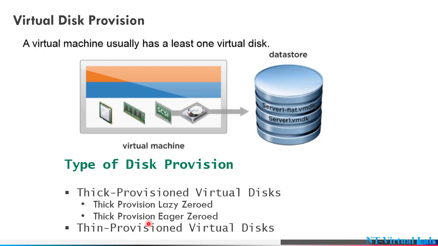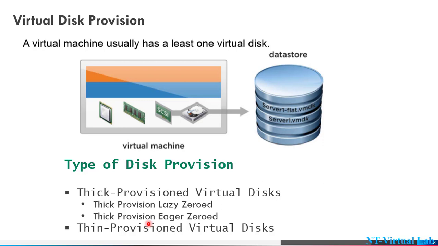So there are a few types that we use to create a virtual hard disk. The disk provisioning defines how a virtual disk will be created on the data store and how it consumes the space from the data store. So we have two types of disk provisioning: one is thick provision and the other is thin provision. Thick provision also has two types: thick provision lazy zeroed and eager zeroed.